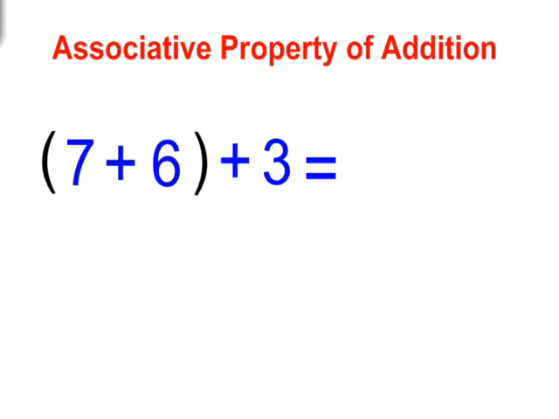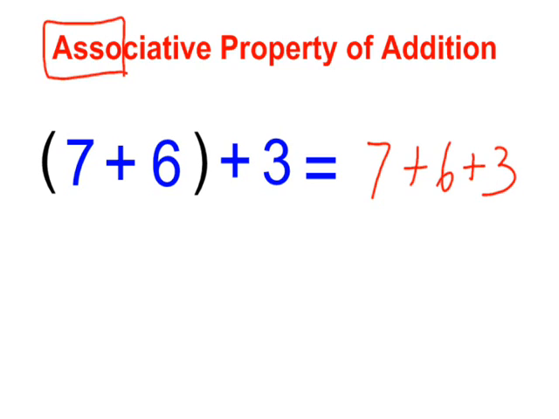Let's say that your teacher asked you to complete the associative property here. Well, remember, associative, all stay same order. First thing you would do is write your three add-ons, and then you would just change how they're grouped. On the left-hand side of the equation, we've grouped the 7 and 6, so on the other side, I'm going to group the 6 and the 3.